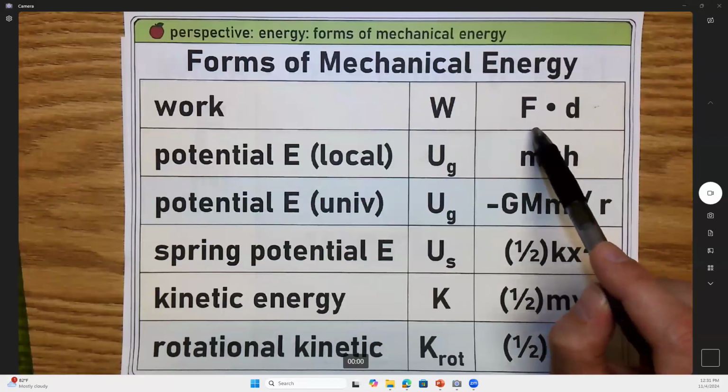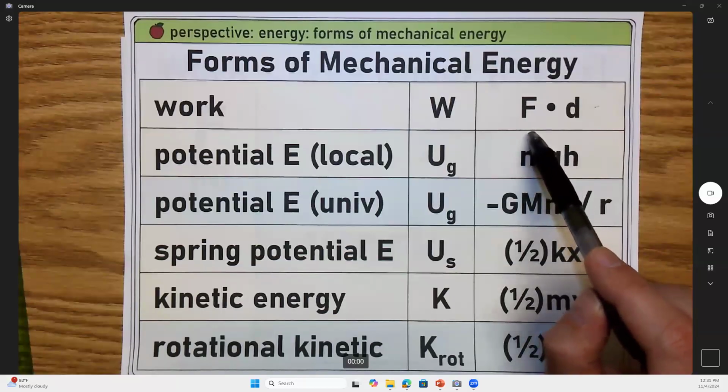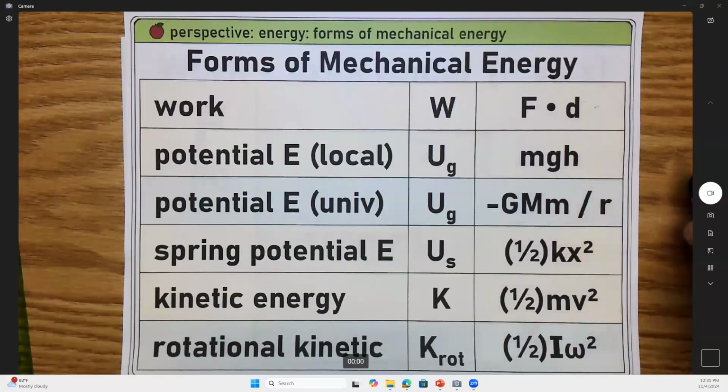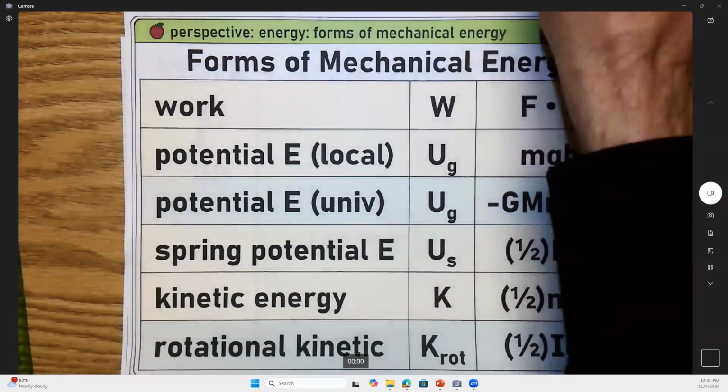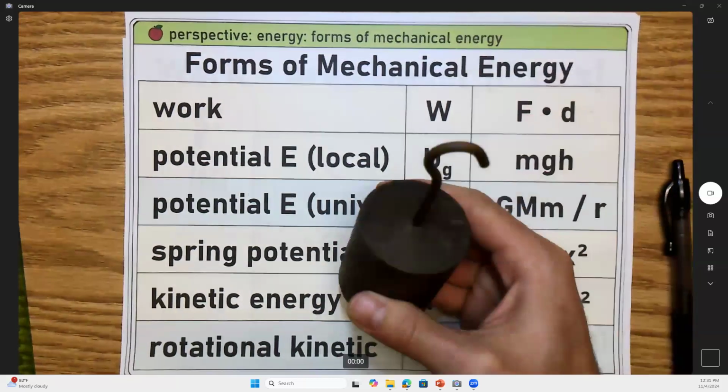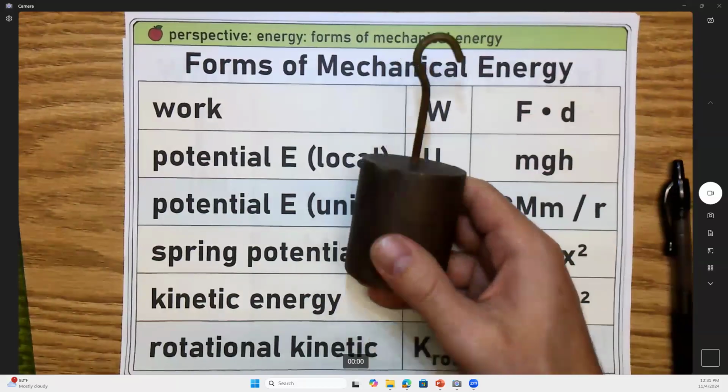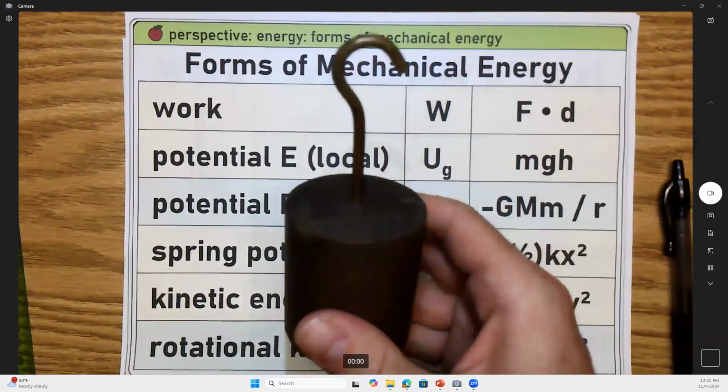So if I push on something for some distance, then I've transferred some energy into, say, that object. And remember, you cannot create energy and you can't destroy it either, but you can transfer it. And this is like a transfer of energy. Give you guys some examples. Say, here's your largest lab mass. This is 1 kilogram of mass. How much does this weigh?